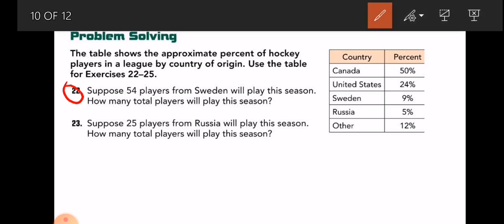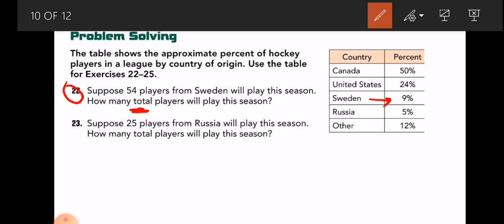Suppose 54 players from Sweden will play this season. So they told you that 54 will play hockey. How many total players will play this season? So what is the total number? Can you see this word? It's a key word to tell you that I want the total. I have the part, which is 54, and I want the total number of players for this country. So 54 players will participate. And here you know that for Sweden 9% of the players will participate. So what is the total number of the players for this country?